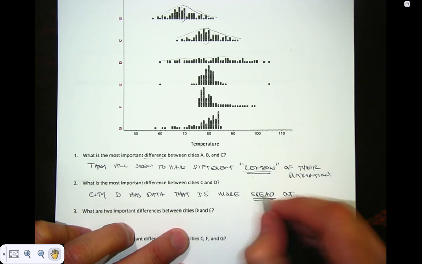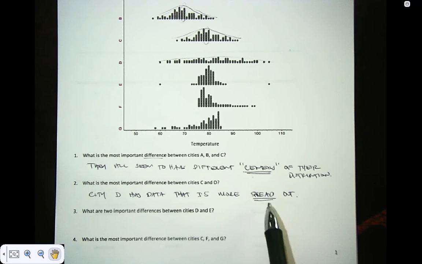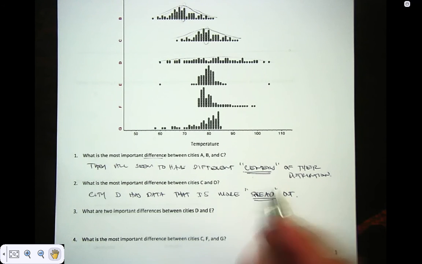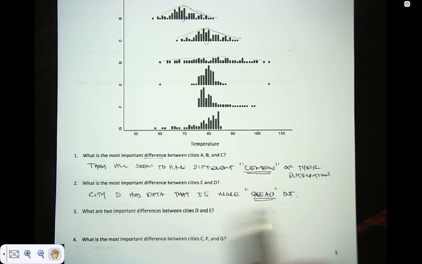So, I forgot an R there. Let's do that. So it's more spread out. And so now we've talked about center, we've talked about spread. Okay. And then moving on to 3, what are two important differences between D and E?